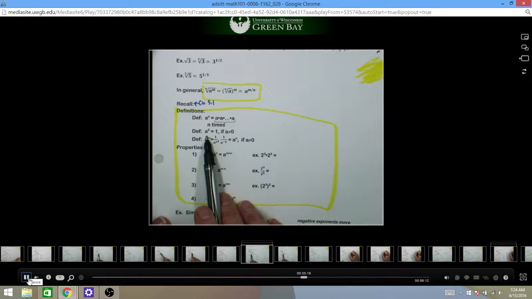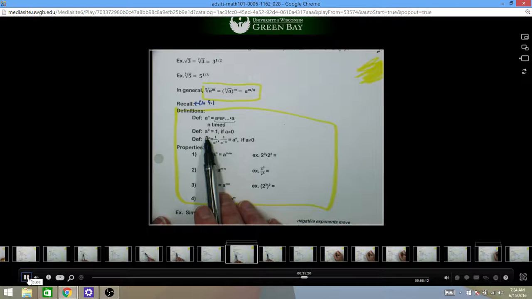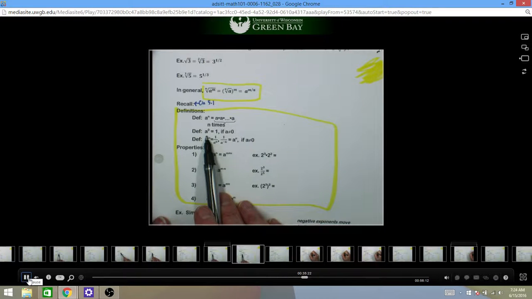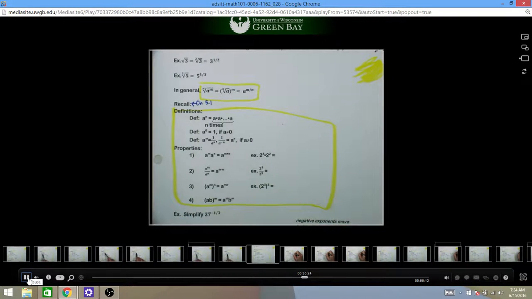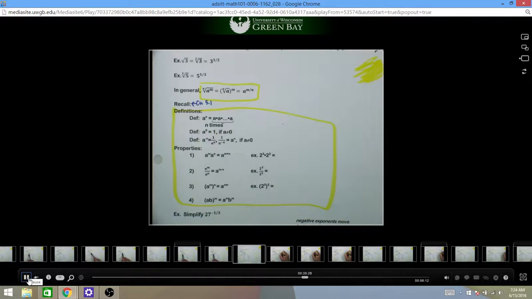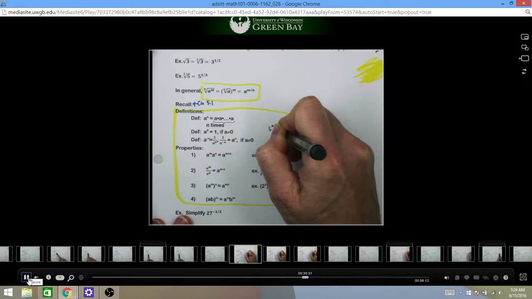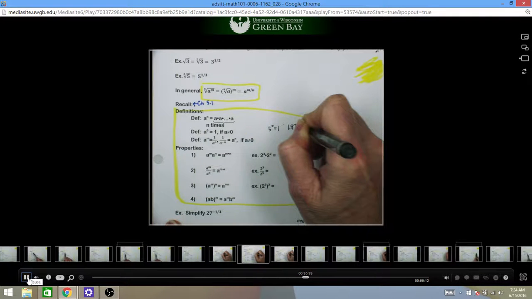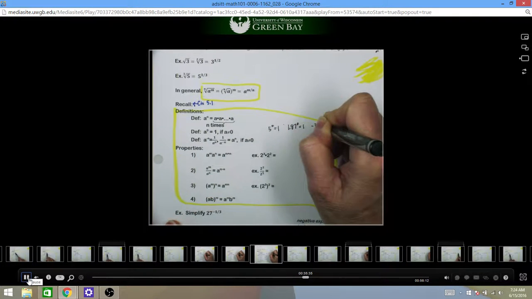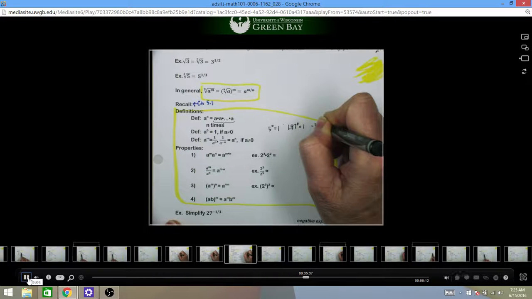And when mathematicians put a 0 for our exponent, that's defined to be 1. So a raised to the 0 power is 1 no matter what a is. Okay, so if you have 5 to the 0, it's 1. If you have 1.87 to the 0, it's 1. If you have negative 3 to the 0, it's 1.